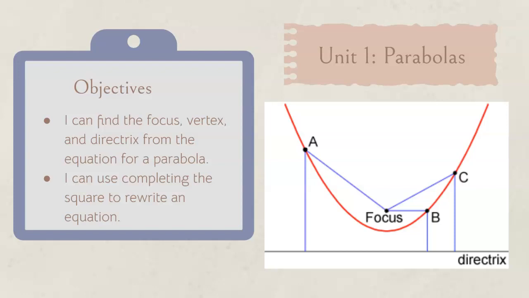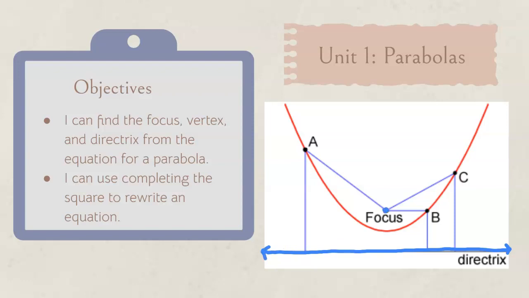So the new definition of a parabola is the set of all points that are the same distance between a line and a point. The line is called the directrix, and the point is called the focus.